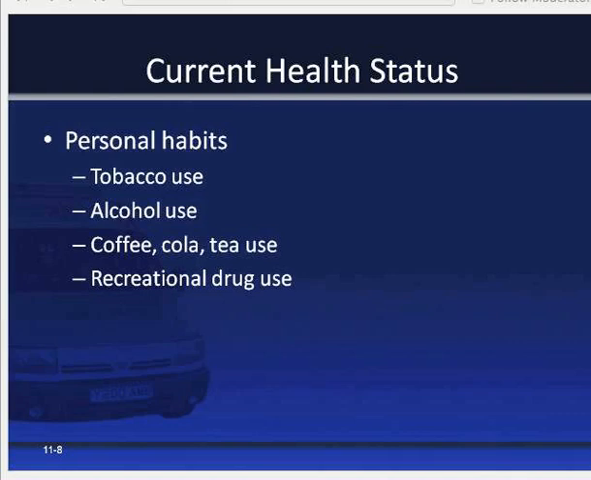Ask the patient about personal habits. Ask the patient about tobacco use, what type, cigarette, cigar, pipe, or chewing tobacco, and the years of use. If not already done, ask about the use of alcohol, including type, beer, wine, or hard liquor, and the number of bottles or glasses per day. Ask about the frequency of use of coffee, cola, and tea, and the number of cups or ounces per day. If not already done, ask about the use of recreational drugs.